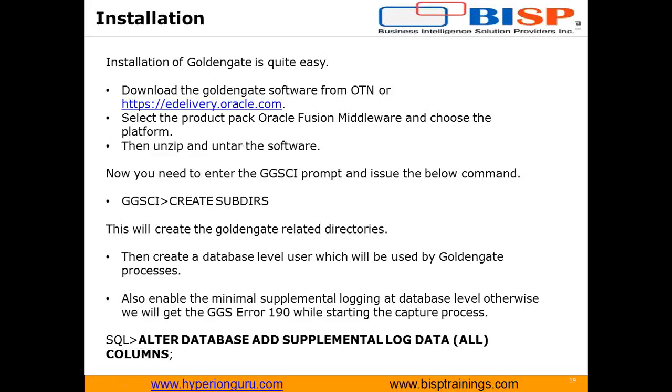Now your next step would be to configure Goldengate. How to configure Goldengate? First you have to create a database level user which will be used by Goldengate processes. As we are using the Oracle database, first at the database level you need to create a user that is specific to your Goldengate.